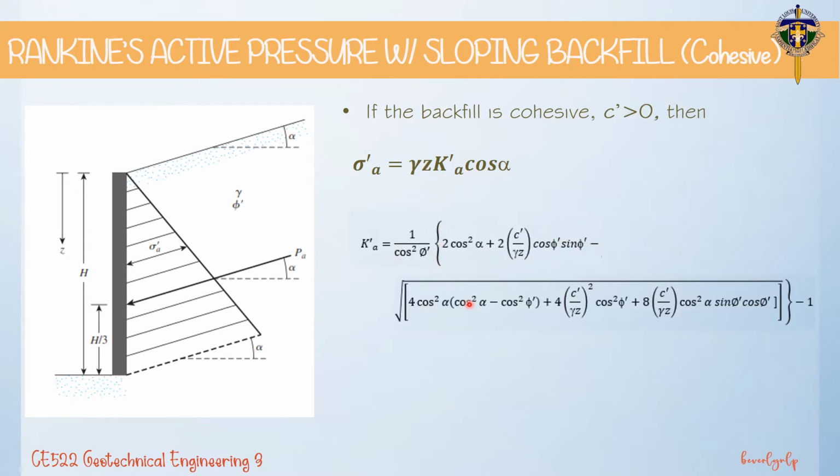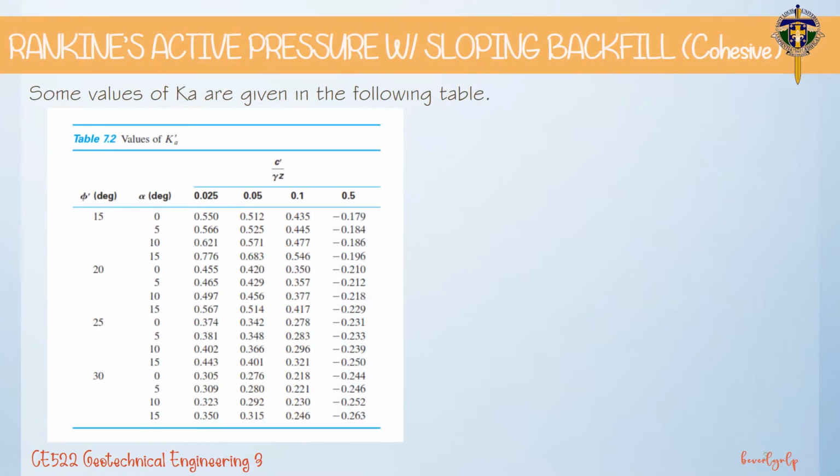So the K prime A is determined using this equation. It's a lengthy equation. And other than using this equation, we can also determine the value of the coefficient using this table. So this table is a variation of the angle of friction, the alpha angle, and at the same time, the ratio of the cohesion divided by unit weight of soil multiplied by the depth of soil.